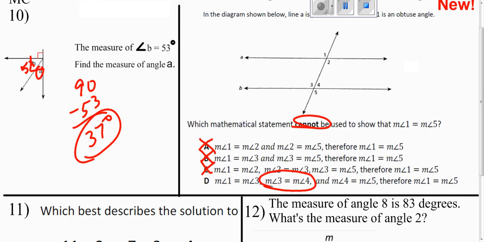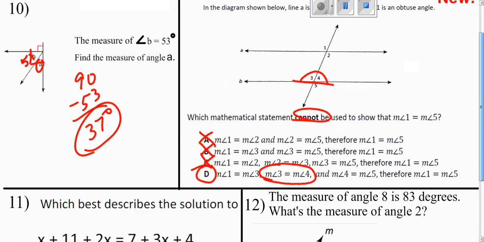Here's where we have a problem. The measure of angle 3 equals the measure of angle 4. That's not true. They do not equal each other. One is a big obtuse angle, one is a little acute angle. So they can't be equal. Also, they're next to each other, they form a straight line, they're supplementary. So choice D has a mistake in it.